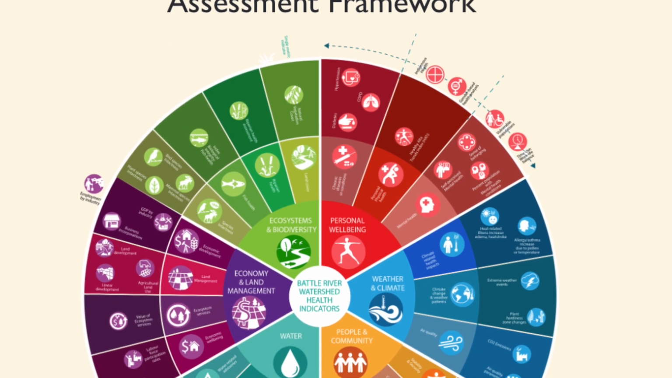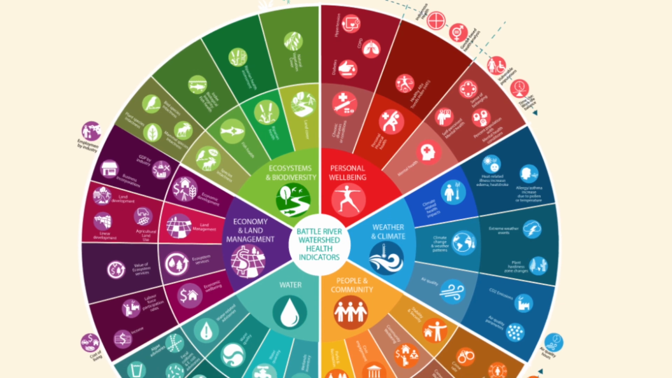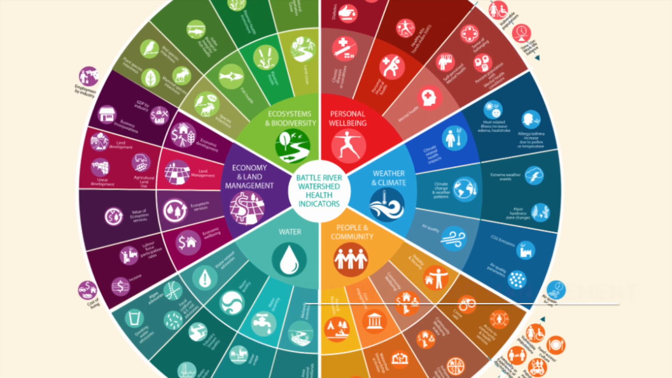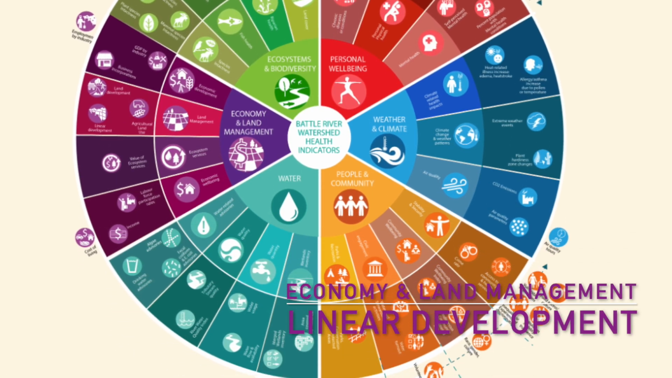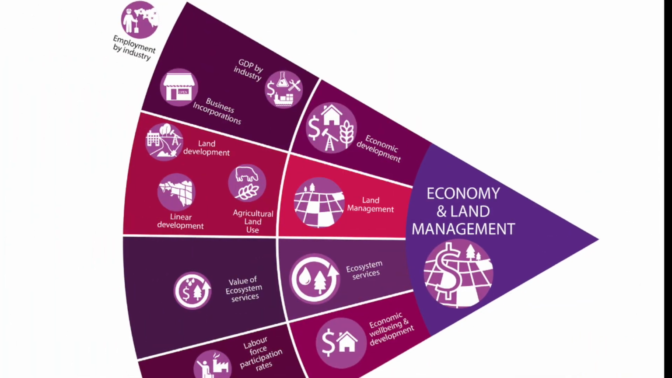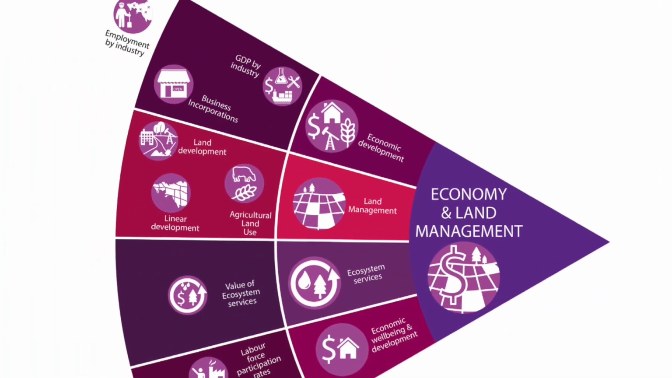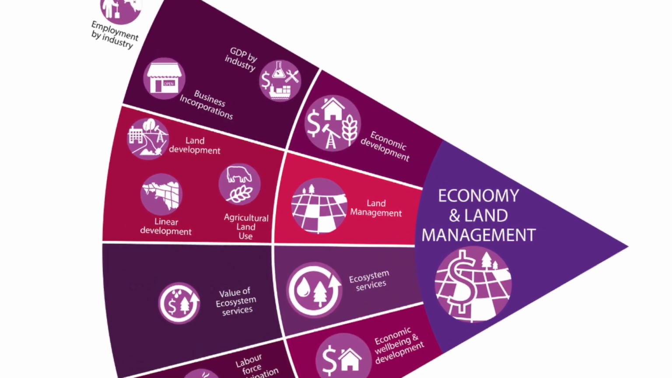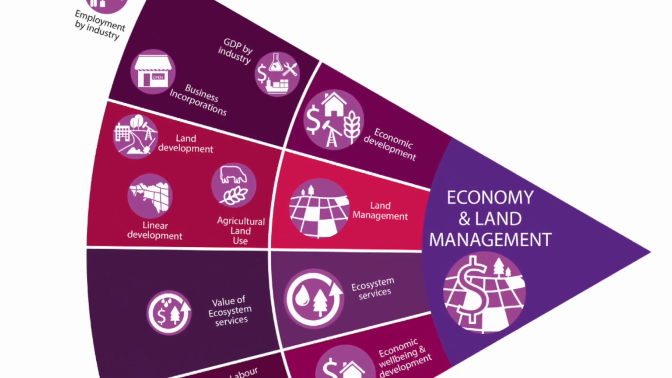This video will focus on the third measure in the economy and land sector, land management. Researchers use 3 indicators for this measure: land development, linear development, and agricultural land use. As there are a number of maps for each indicator, there will be 3 videos, one for each indicator. This video will focus on linear development in the Battle River Watershed study area.